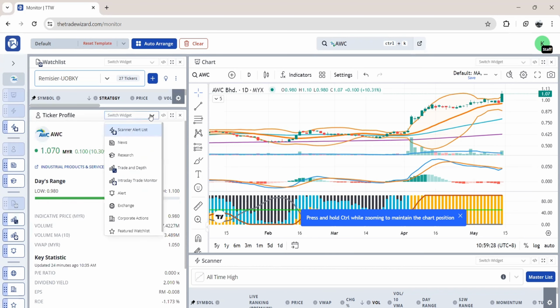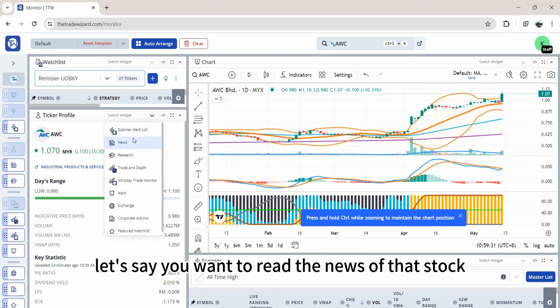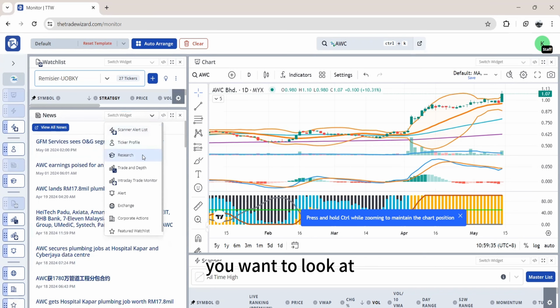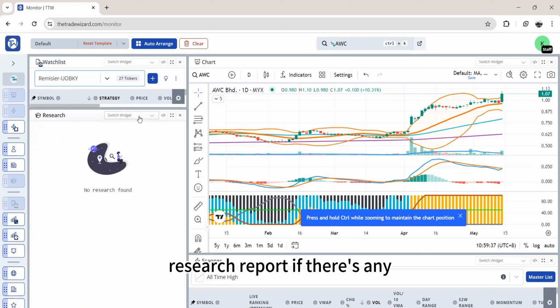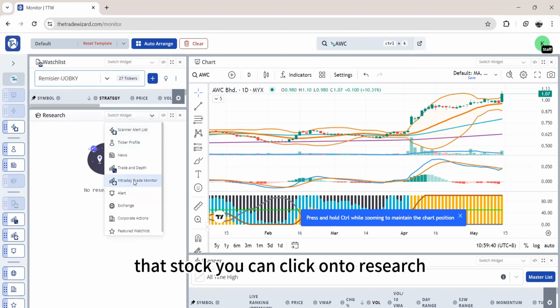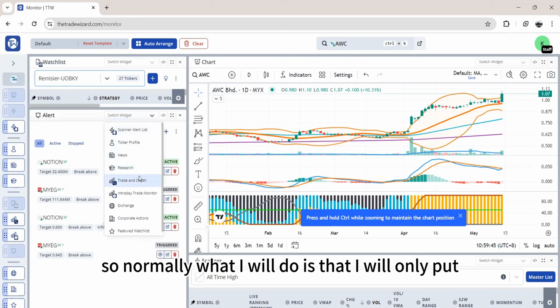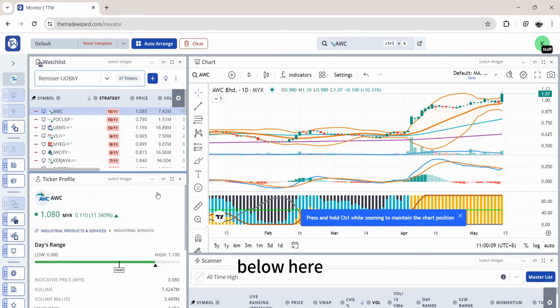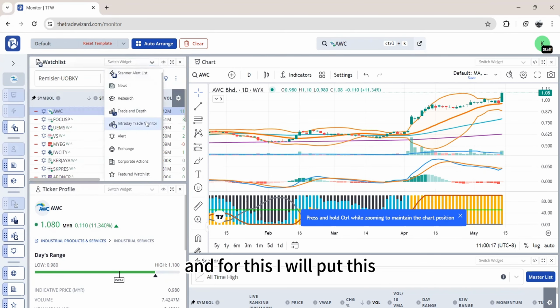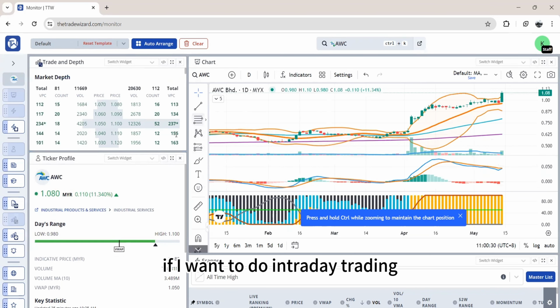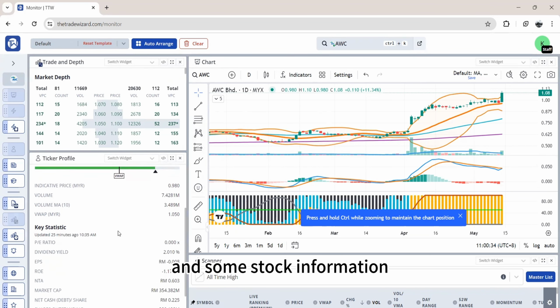By the way, you can click and play around with this. Let's say you want to read the news of that stock, you can click onto news. You want to look at a research report, if there's any for that stock, you can click onto research. If you want to set an alert for that stock, you can click onto alert. So normally I will only put the ticker profile below here, and for this, I will put trade and depth. By doing so, when I want to trade a stock, I can look at its market depth, if I want to do intraday trading, and some stock information.